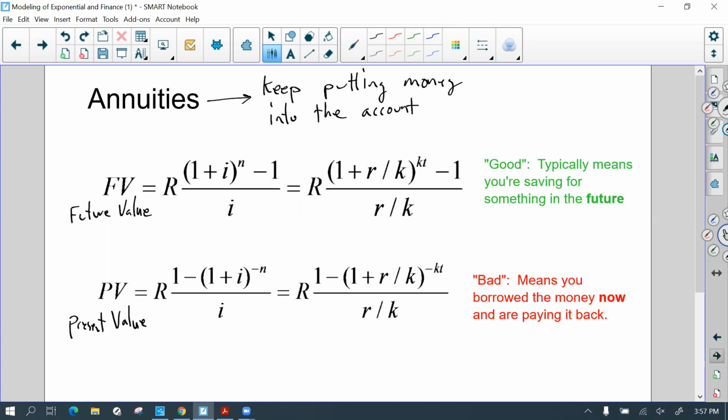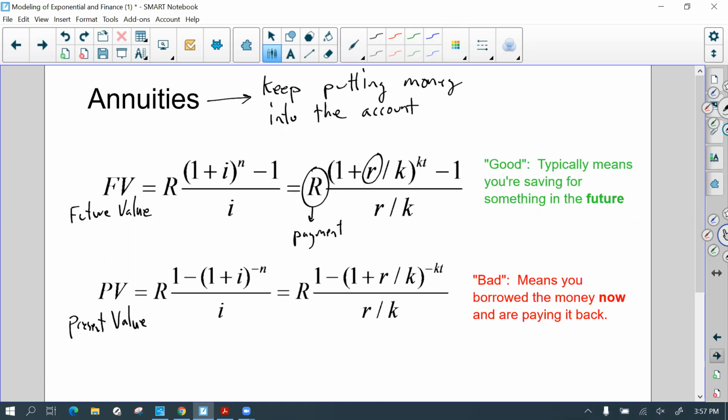The future value is usually a good thing. Like you want to save for something and it costs a lot of money. Like let's say you want to buy a boat and you want to spend $20,000 on this boat. So you keep on saving a little bit of money. You keep on putting money into an account. R is how much you keep on putting in. This might be called the payment.